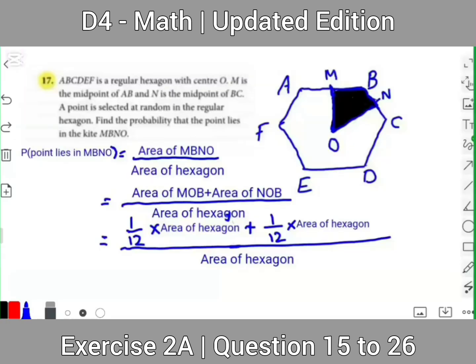Since we have to find the probability that the point lies in the kite MBNO, we will use the formula area of MBNO divided by area of hexagon. The area of MBNO is equal to the area of MOB plus the area of NOB, divided by the area of hexagon. The area of MOB is 1 over 12 into the area of hexagon, plus the area of NOB, which is again 1 over 12 into the area of hexagon, and that is divided by the area of hexagon.